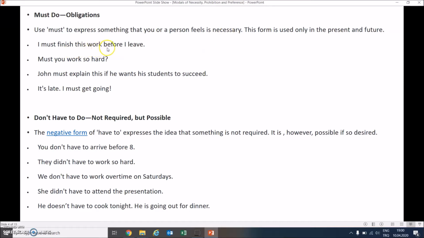I must finish this work before I leave. Must you work so hard? John must explain this if he wants his students to succeed. It's late, I must get going.